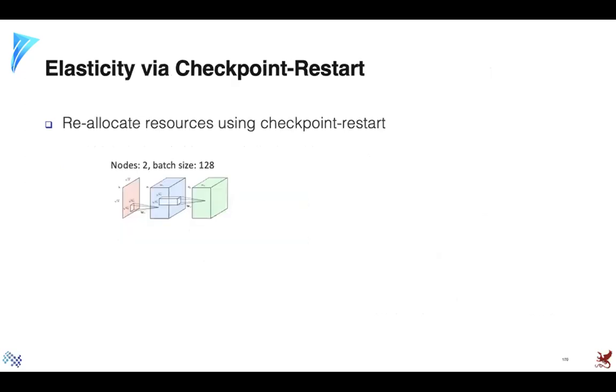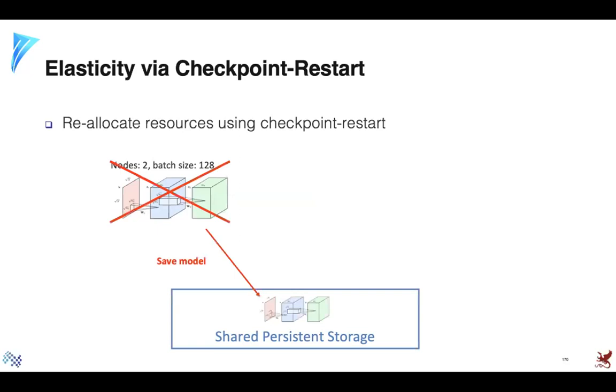Okay, so we established that elasticity is a very important property of distributed training when it comes to resource scheduling. And that's because it lets the scheduler adjust resources quickly on the fly and better adapt to current resource conditions. So how can the elasticity actually be implemented? One method, which is the most common and also the simplest, is called checkpoint restart.